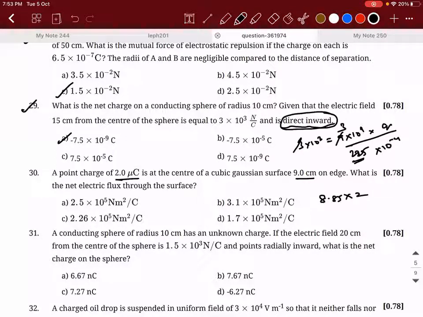8.85 into 2, 1.7 should be the answer. Sir, but I got C, sir. Q divided by epsilon naught. Yes, I also got C, sir. C should be the right answer. I told the total flux. So Q divided by epsilon naught, 2 into 10 power minus 6 divided by epsilon naught, which is 8.85 into 10 power minus 12. So 2 divided by 8.85. How much are you getting there?